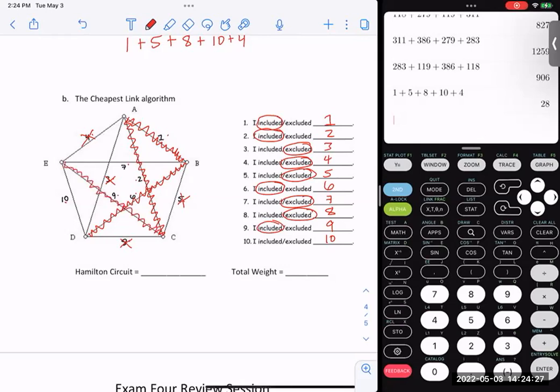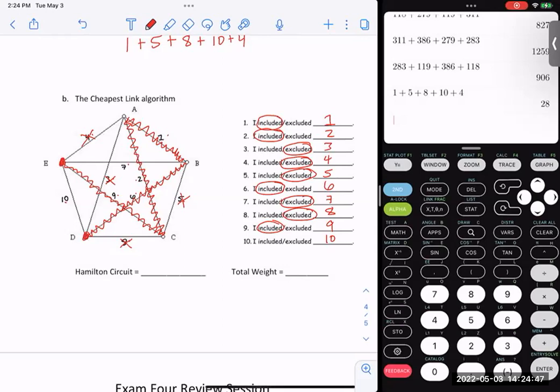So it doesn't make a circuit. It doesn't have 3 edges out of any one vertex. At this point, you may notice that we've been to every vertex. So all I need to do is close up my loose ends. My loose ends would be whichever vertices only have 1 edge coming out of them. But if you didn't notice that, you just keep going.